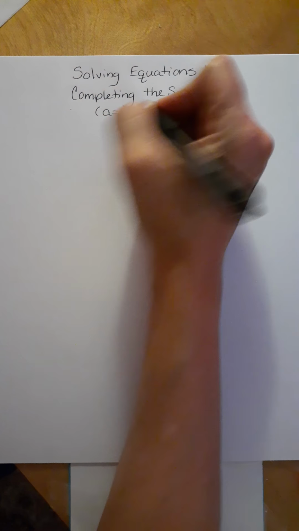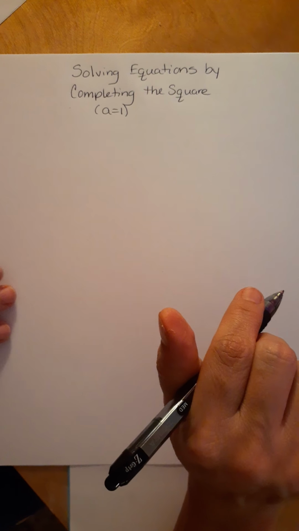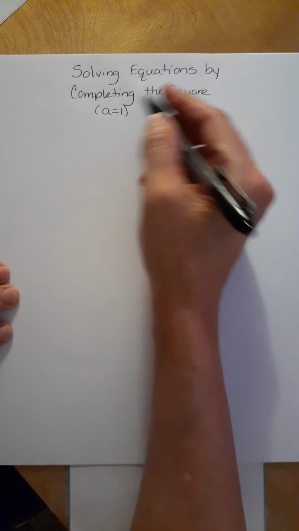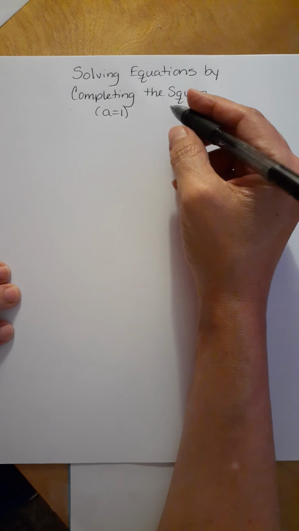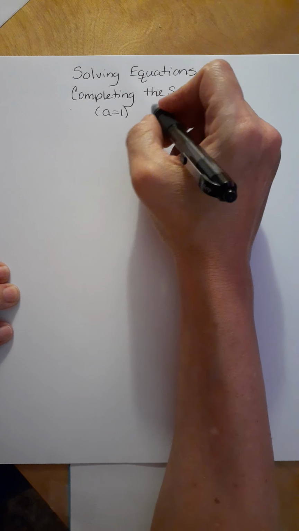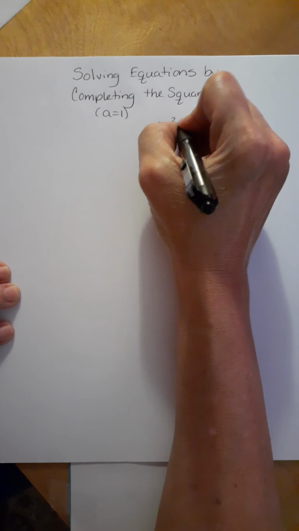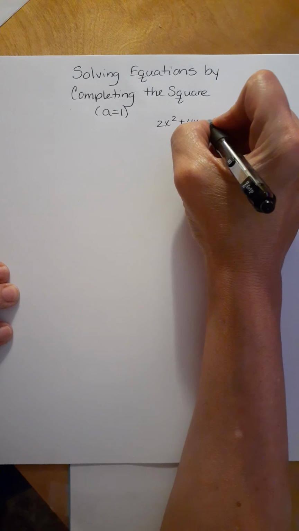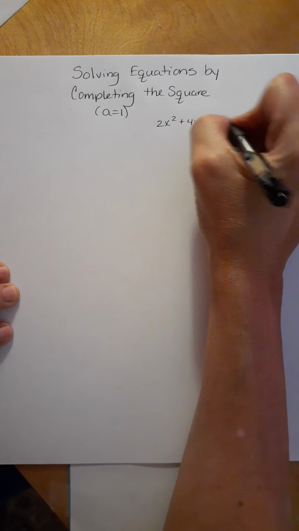All right, so what we're going to be reviewing in this video is solving equations by completing the square when a equals 1. Before we even do anything, let's review a few important things. What is a? If you'll remember, a quadratic equation looks something like this: 2x squared plus 4x minus 1 equals 0.